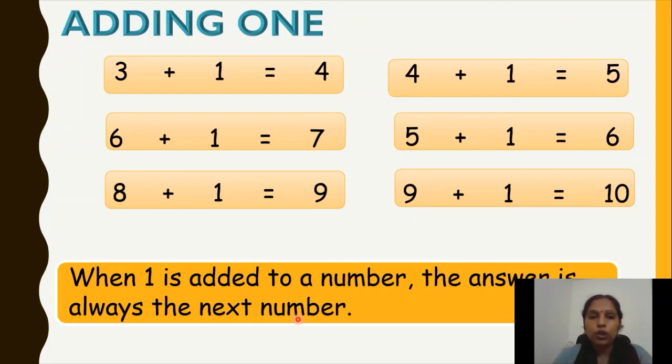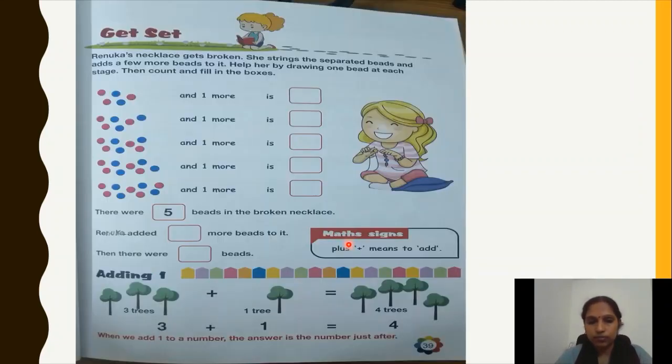Let us say you have 2 chocolates with you. You are going to add one more chocolate. So what will be the total number of chocolates? 3. So when you are adding one more to a given number, the answer is always the next number, or the answer is always the number just after. Is it clear? This is called as adding 1. Now we will see some more examples.